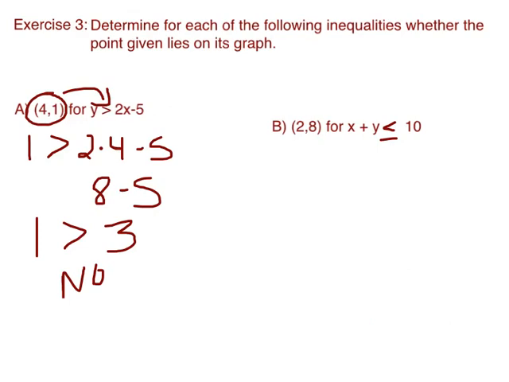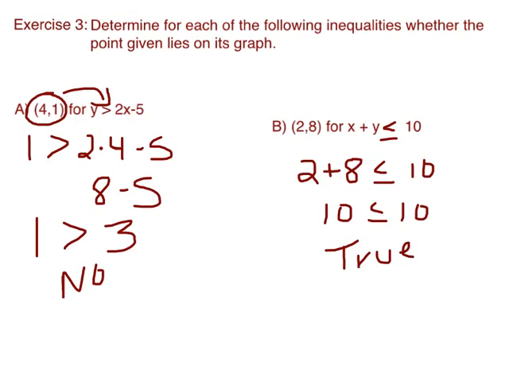B, 2, 8. x plus y is less than or equal to 10. 2 plus 8 is less than or equal to 10. 10 is less than or equal to 10. This would be true. So therefore, 2, 8 would sit in as a solution for that inequality.